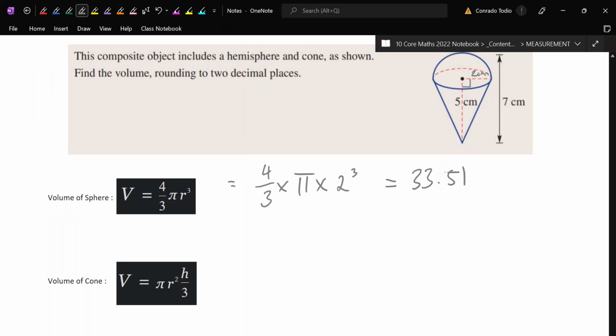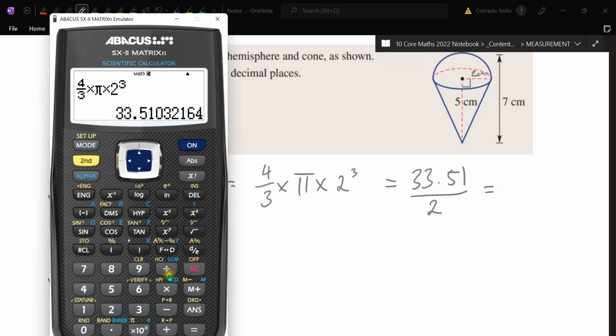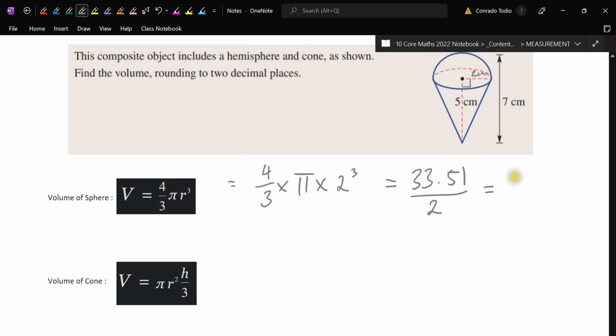But bear in mind, because this is only half, what do we do? Divide by 2. So divide this answer by 2 equals 16.76. Okay, so that's the volume of the top. Now we do the cone on the bottom. Just follow that formula. So it's pi times the radius that we got, which was 2, squared, times the height of this cone, 5, over 3.